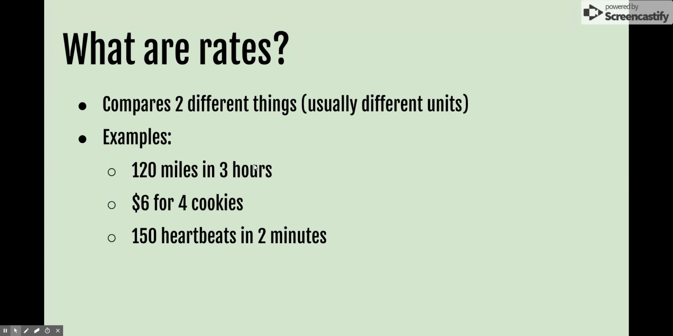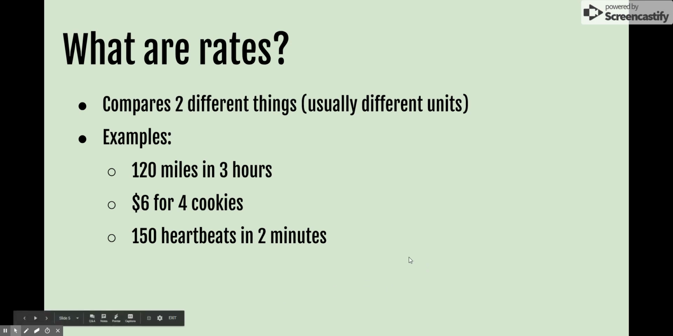So I can go 120 miles in 3 hours, or I can spend $6 on 4 cookies. If you notice, there's different units going on. I'm not just comparing red dots and green dots, or stars and dots. It has more of a meaning. It's going to be really important as you work with ratios, rates, and unit rates that you start using units a lot more often, because it gives more clarification and it's more specific. It gives more meaning to whatever you're doing.